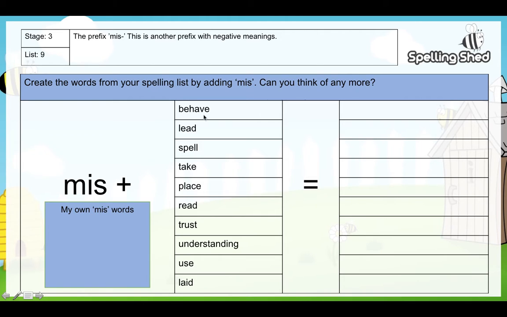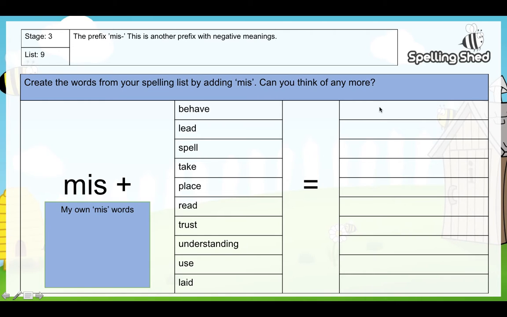So we have behave, that's going to become misbehave. We've got lead or led, spell, take, place, read, trust, understanding, use, and finally laid.